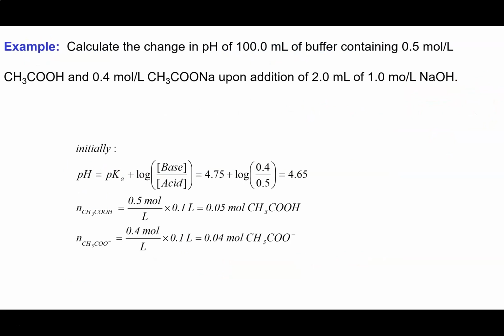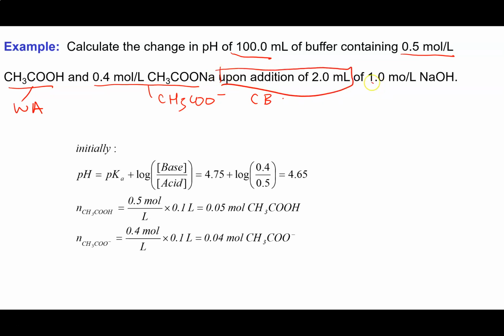Okay, so let's have a look. We've got a buffer. We've got 100 mils of that buffer. It contains 0.5 moles per liter acetic acid and 0.4 moles per liter sodium acetate. So this is our source of the acetate anion, which is our conjugate base, and this guy here is our weak acid. And what we're asked to figure out is, how does the pH change when you add 2 mils of 1 mole per liter sodium hydroxide?